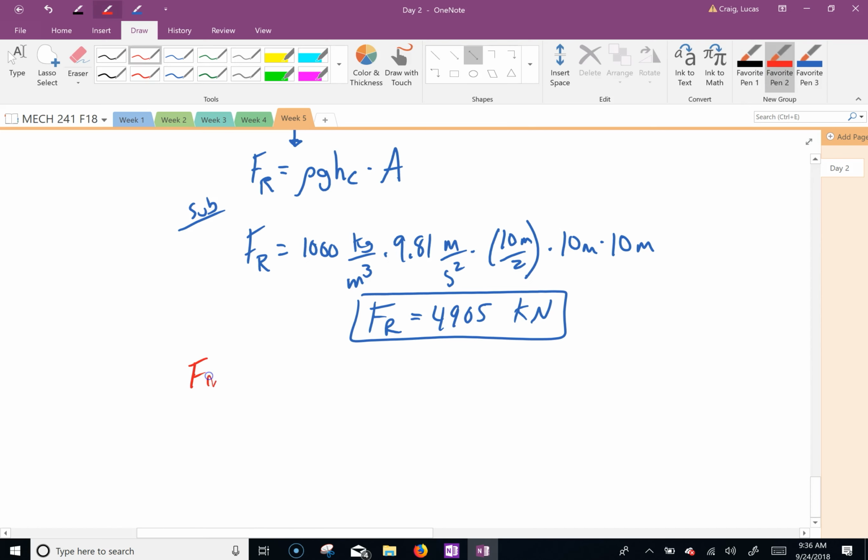Okay, now find HP. HP is just 2/3 times H.